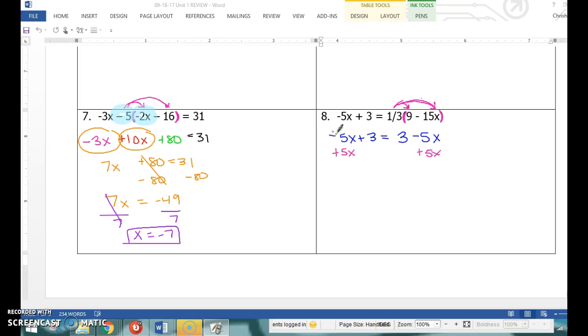Negative 5x plus 5x is 0. It's actually 0 on both sides. 3 equals 3. It sure does. 3 and 3 are the same thing. They are equal. This is what we call an infinite solution. It means any number will work in here. You can pick any number you want for x and put it in substitution, and it will work.